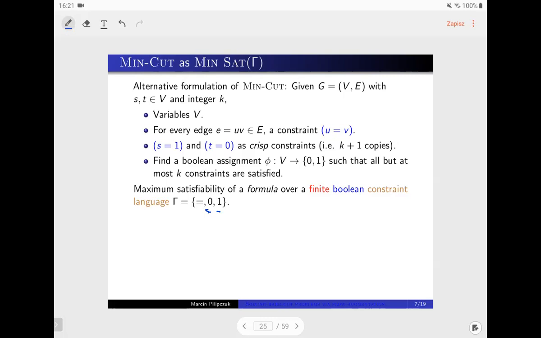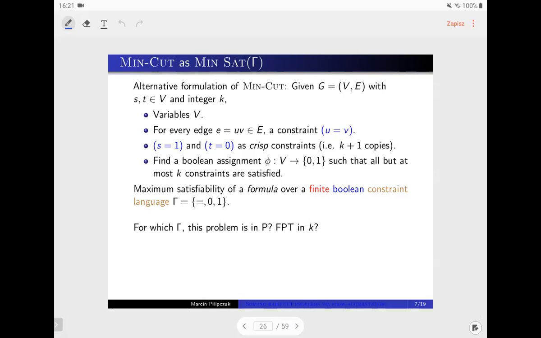And you're asking in this context, can I delete at most k constraints to make the instance satisfiable? Can I make an assignment that violates at most k constraints? Okay, so this is what we are going to say. Now, this is the simplest gamma that expresses min cut, and the problem becomes polynomial time solvable, by a quite non-trivial reason: the min cut max flow theorem. But now you can ask, when else is it polynomial time solvable?